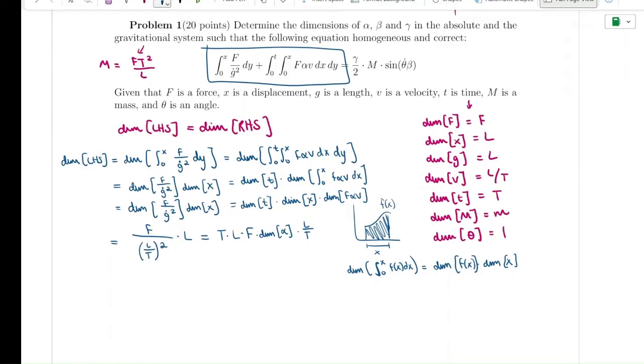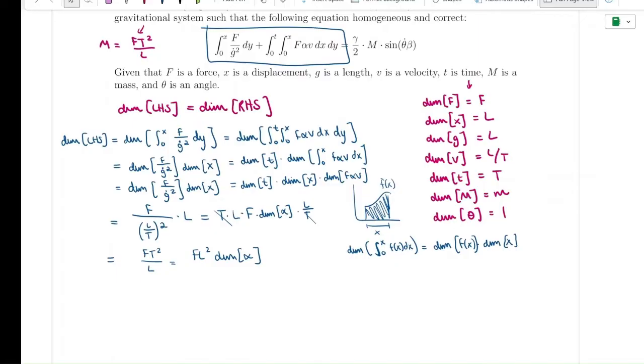So now we can simplify this as f t squared over L equals, let's see, this cancels, so f L squared dimension of alpha. And from this, we can just do algebra, and then we get that the dimension of alpha is equal to t squared over L to the 3.